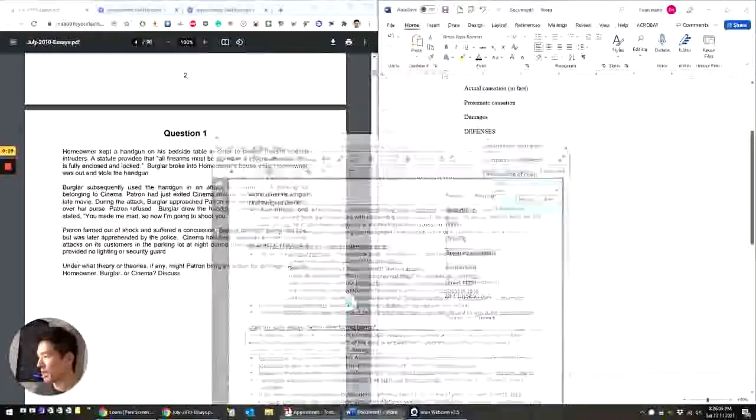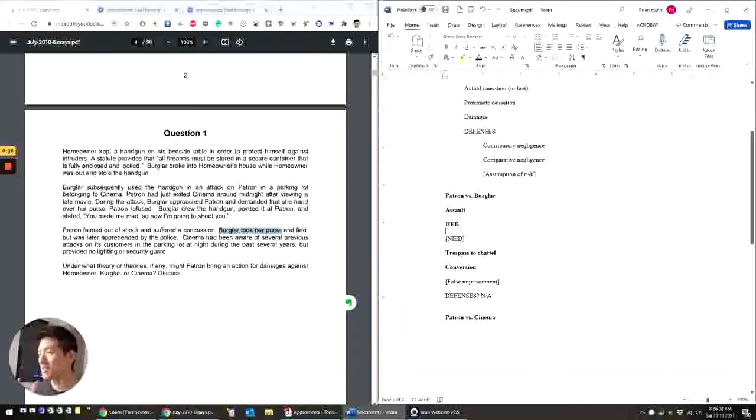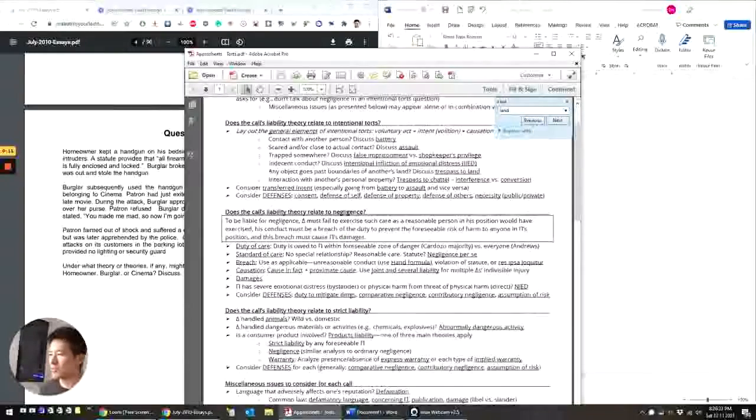Without it, you may have had to think about, what were the intentional torts? We have battery, we have assault. Do we have kidnapping? No. I mean, you go through all this, and then you might get a little bit confused just trying to figure it out, doing it on the fly, rather than having this sort of list of things you can check for.